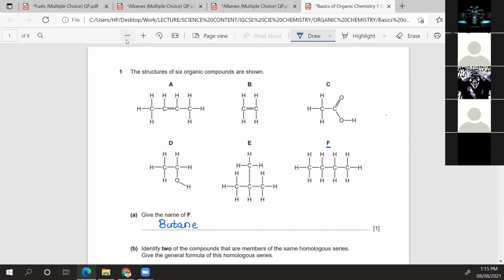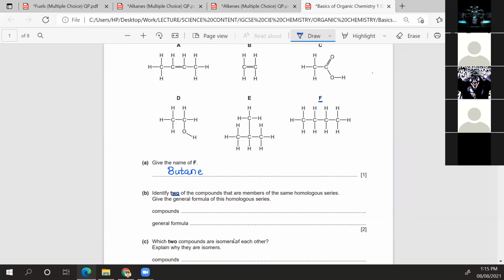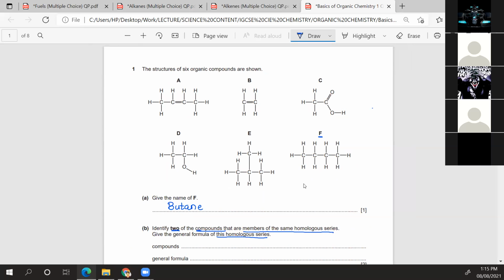Next one, identify 2 of the compounds that are members of the same homologous series. Give the general formula of these homologous series. See, now A is an alkene, B is also an alkene, C is a carboxylic acid, D is an alcohol, E is an alkane, and F is an alkane. So which 2 compounds belong to the same group?